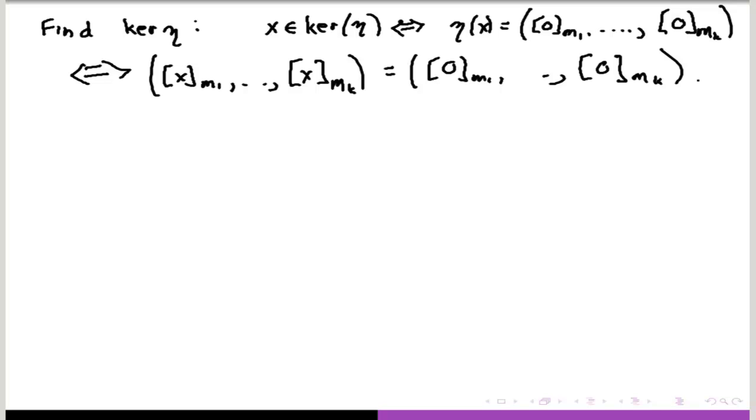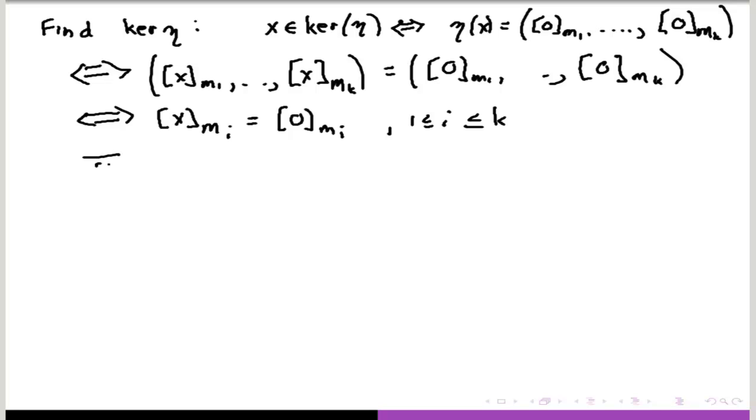Aha! That means that all the coordinates match up, so x mod mi has to be 0 mod mi for all values of i, going from 1 to k. And that means that x itself is congruent to 0 mod mi as i goes from 1 to k. And that means what? So we just keep unraveling definitions here. This means that mi is a divisor of x.